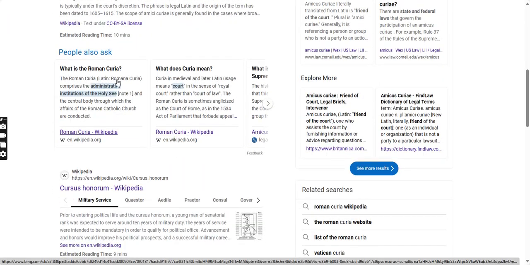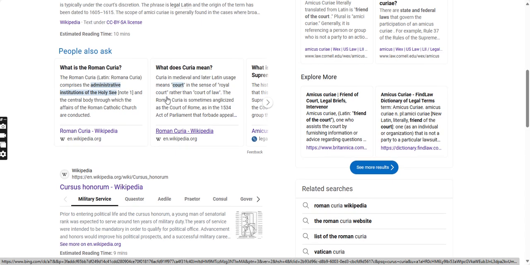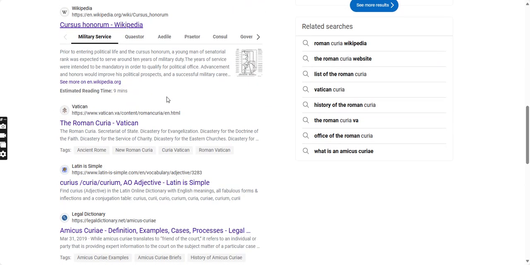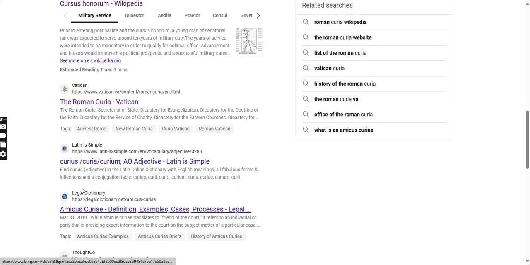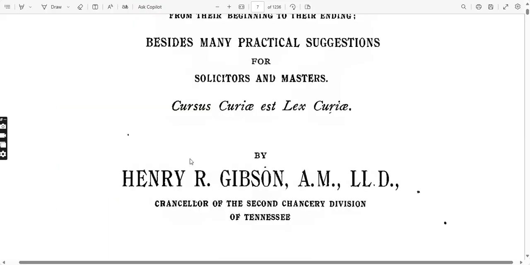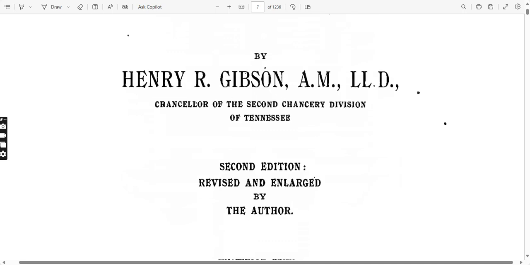The Roman Curia, Latin word, comprises the administrative institutions of the Holy See. Isn't that interesting? Curia in medieval and later Latin usage means court. It's talking about an administrative court. That's what it is. The Roman court. Okay, here we go. See here. Cursus Curia. Here we go. And lex curia. It's very interesting. You can look it up yourself by Henry Gibson.